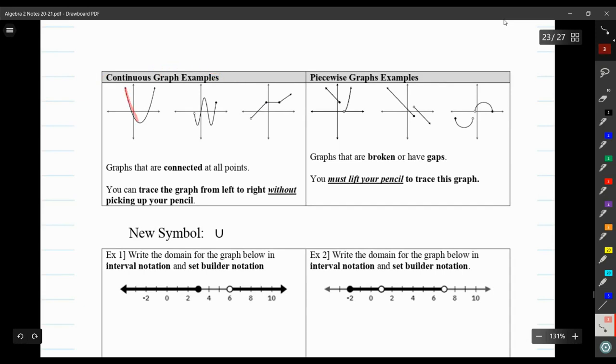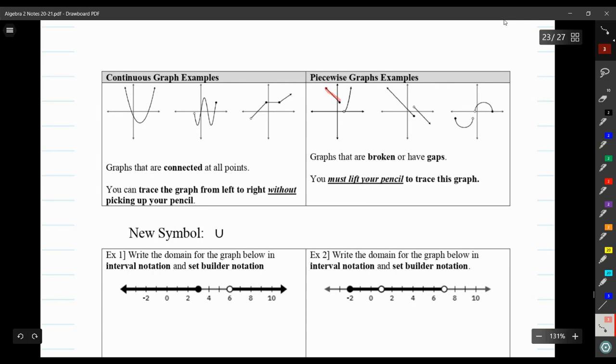If I try to trace this graph, I can do so without ever picking up my pencil. Yes, there may be some open circles and some dots, but for the most part, I can trace it without ever lifting my pencil. Now, piecewise graphs are ones with gaps, or they're broken. You have to lift your pencil to trace.